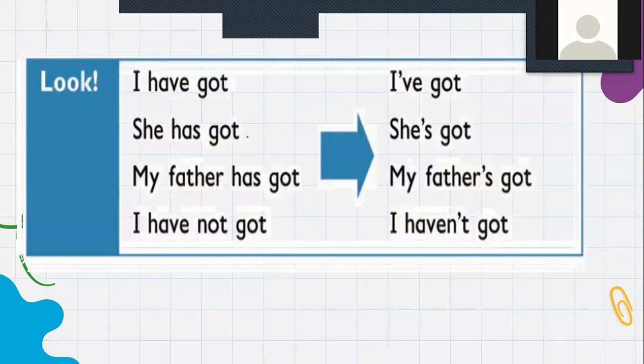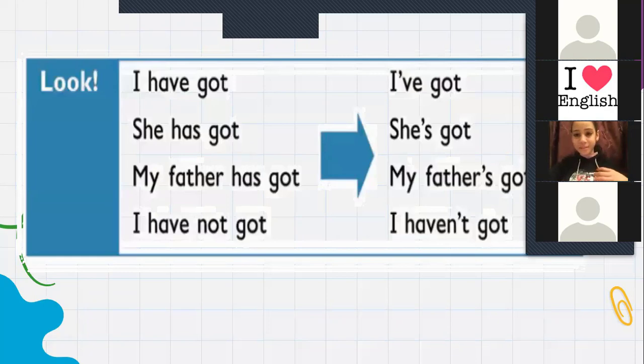She has got, she's got. My father has got, my father's got. I have not got, I haven't got. Yes, very good. Serene: I have got, I've got. She has got, she's got. My father has got, my father's got. I have not got, I haven't got. Yes, very good. Fatima: I have got, I've got. She has got, she's got. My father has got, my father's got. I have not got, I haven't got. Yes, very good. Who's going to read now, please?